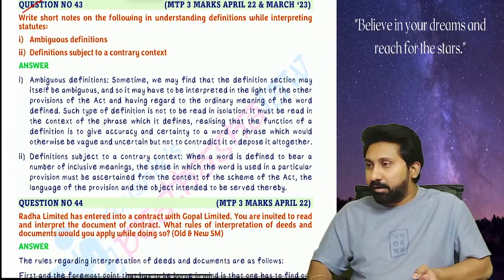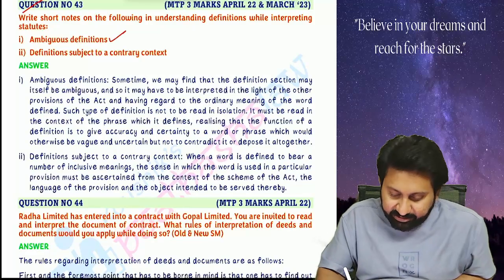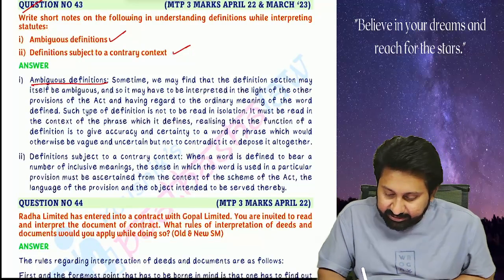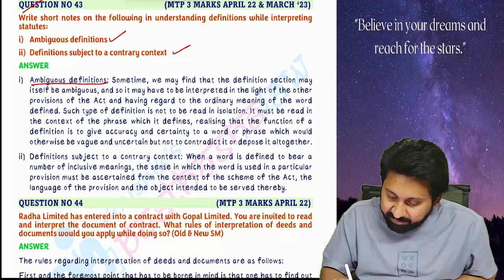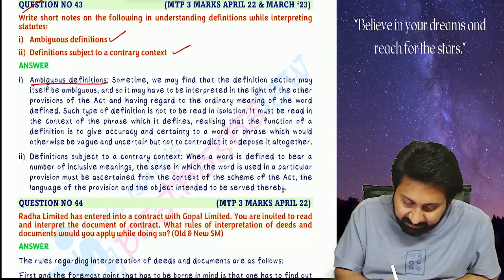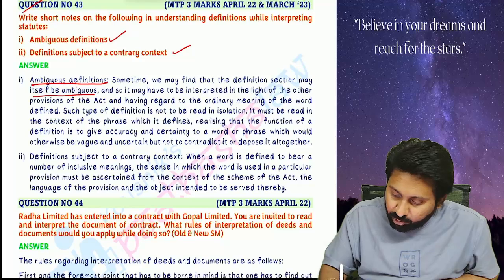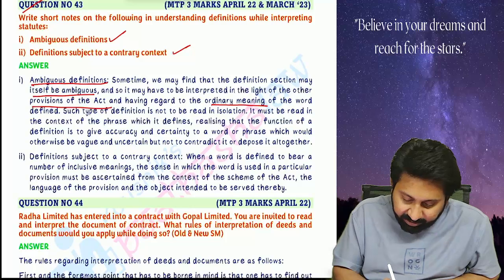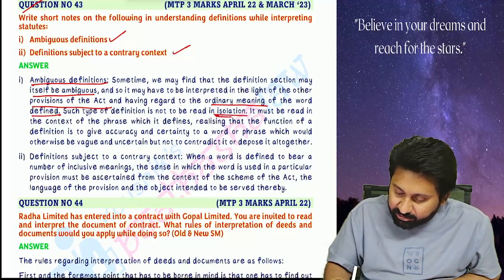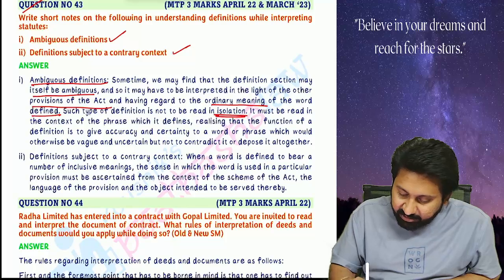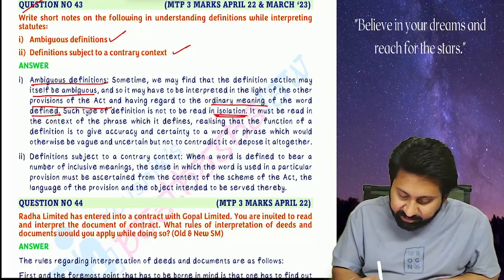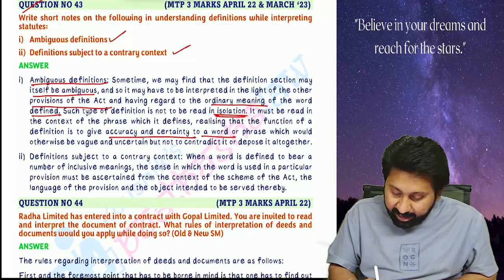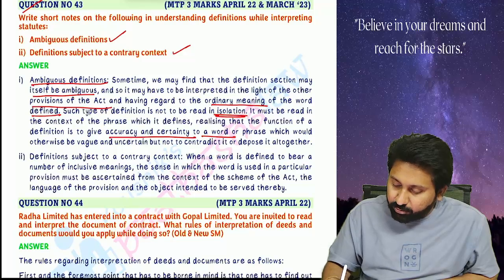Okay, let's read. What is the next question? Ambiguous definitions subjected to contrary context. Let us read first. Sometimes we may find that the definition section may itself be ambiguous, and so it may have to be interpreted in the light of other provisions of the Act, and having regard to the ordinary meaning of the word defined. Such type of definition is not to be read in isolation. It must be read in the context of the phrase which it defines, realizing that the function of the definition is to give accuracy and certainty to the word or phrase which would otherwise be vague. Vague means unclear and uncertain, but not to contradict it or to depose it altogether.